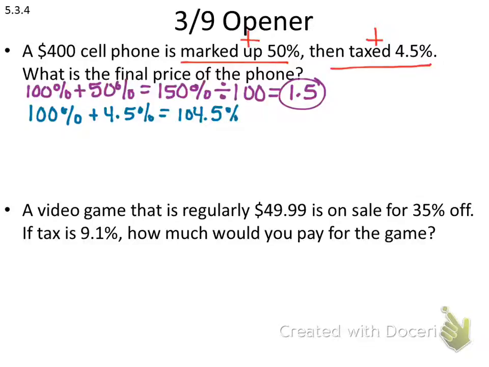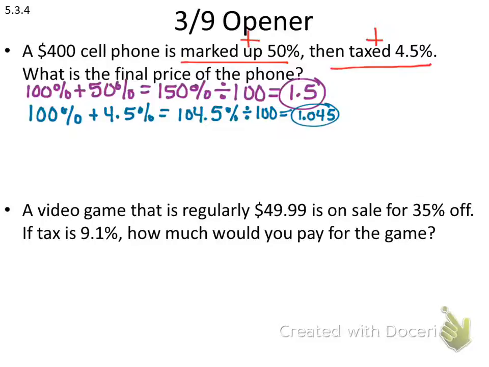Change percent to a decimal. So we're going to divide that number by 100. So just take divided by 100 in your calculator, so you don't have to clear it out. 1.045. And this is our multiplier, so I'm going to circle it. So I found my 2 multipliers. So now I'm ready to find the new cost of the $400 cell phone.